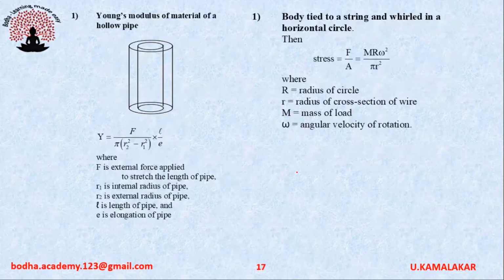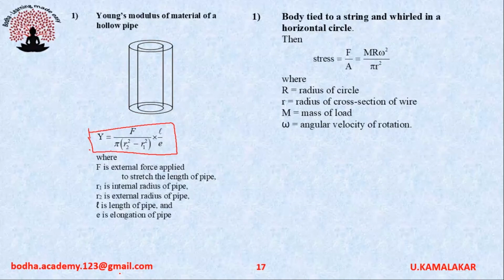Next topic. The Young's modulus of material of a hollow pipe is given as Y is equal to F by π(R2² minus R1²) whole thing into L by E, where F is external force applied to stretch the length of pipe, R1 is internal radius of pipe, R2 is external radius of pipe, L is length of pipe, and E is elongation of pipe.